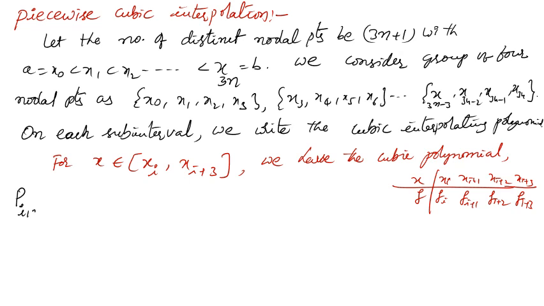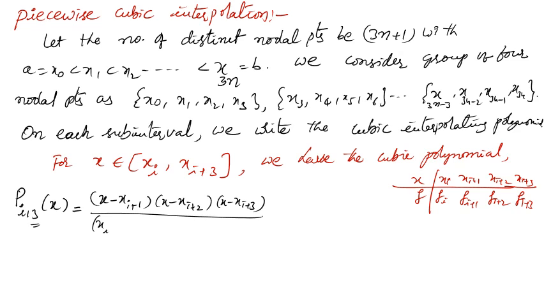pi3 of x, 3 stands for cubic, equal to, let me write directly. What is that? First one, delete x minus xi, write the remaining differences: x minus xi plus 1, x minus xi plus 2, x minus xi plus 3, and replace x by what? xi minus xi plus 1, xi minus xi plus 2, xi minus xi plus 3, multiplied by what? Function at xi.